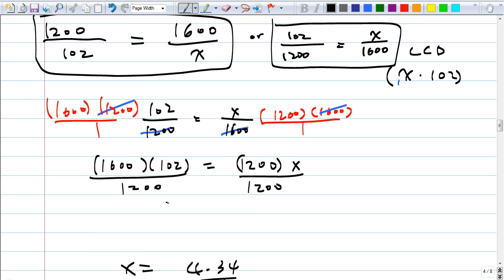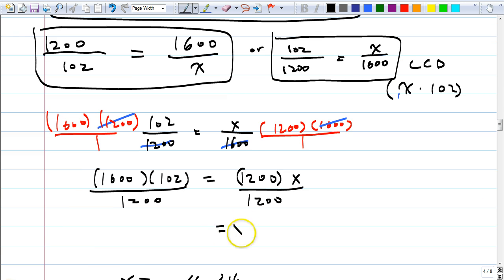And of course, you get x on the right side. Now, let's just do what is 1600 over 1200? 16 over 12, right? You can divide top and bottom by 10, times 102 over 1. I had 12 already here. Now, does anything go into 12 and 102?